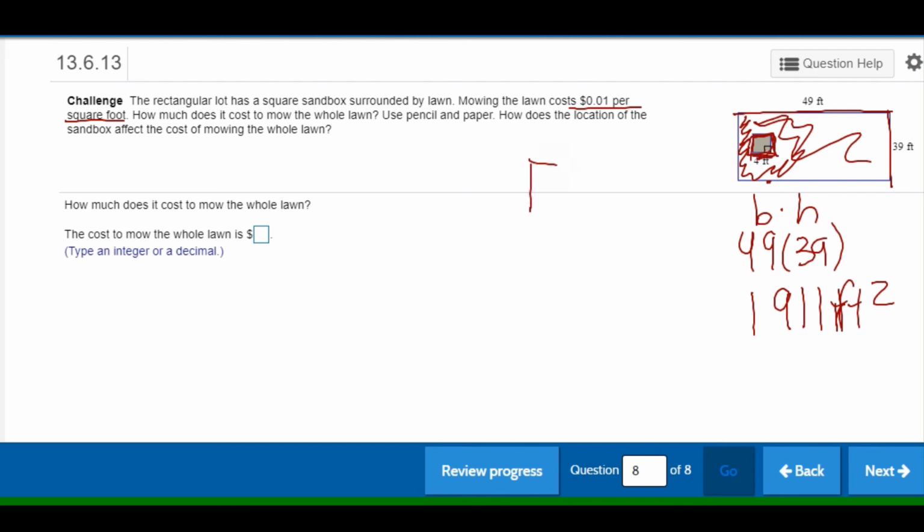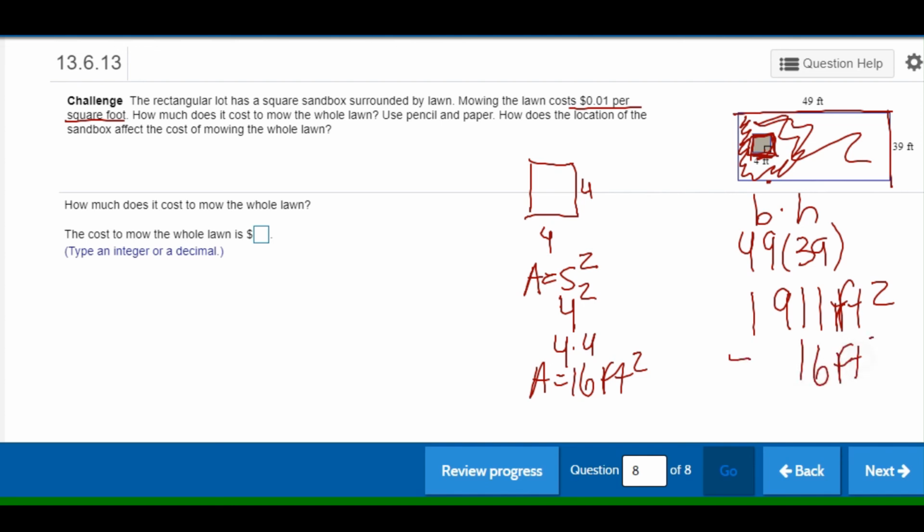So that's the area of both of them, but we're not mowing the sandbox. Since the sandbox is the shape of a square, we know a square has all equal sides, so the area is going to be area equals S squared. We're going to use that formula. The side length is 4, so 4 squared is 4 times 4. So the area of the sandbox is 16 feet squared. So I need to subtract the area of the sandbox. I'm going to subtract 16 feet squared from the area of both of them together, and then I end up with an area of 1,895 feet squared.